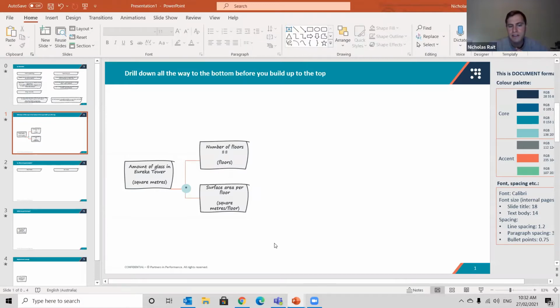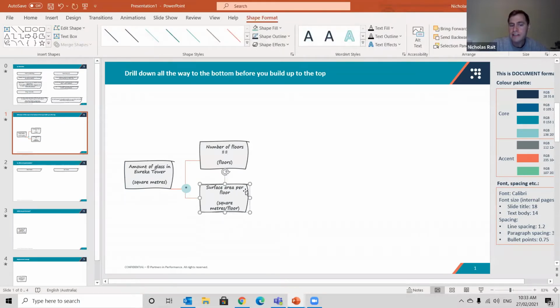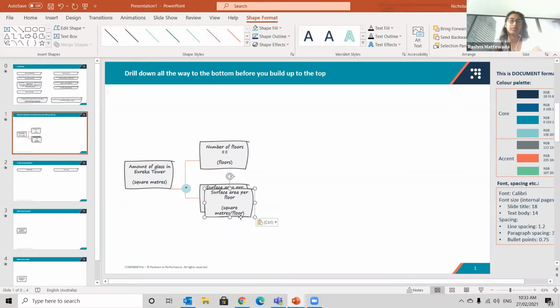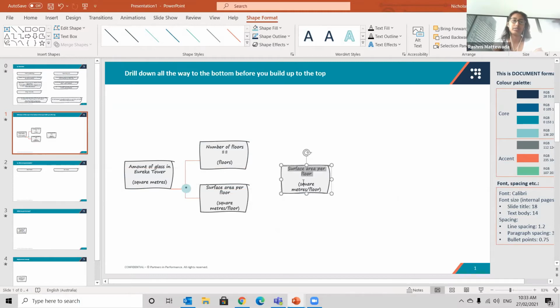So my question then is, you already know this, right? This whole branch is now dead, you've got the number for that. It seems to me that you don't know this, and so this is now what you're trying to solve for. So how would you then break surface area per floor down? I would go into what's the external, outer facing versus internal glass. Okay, so like requirements.